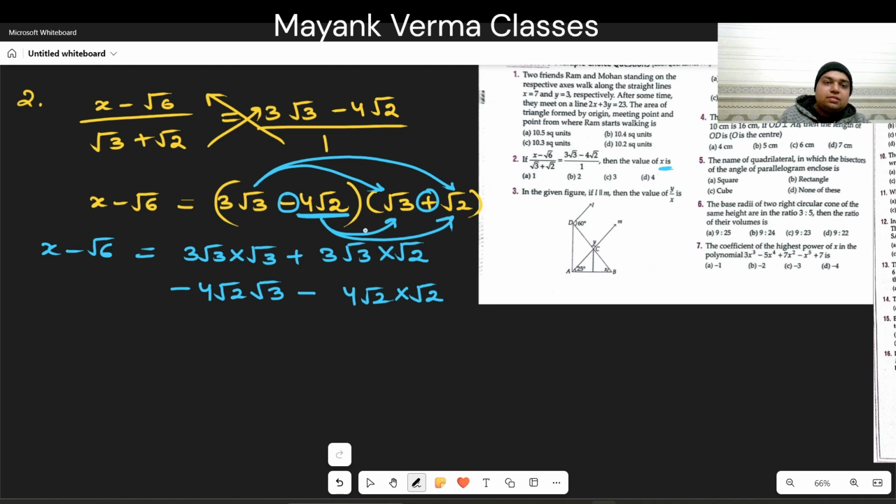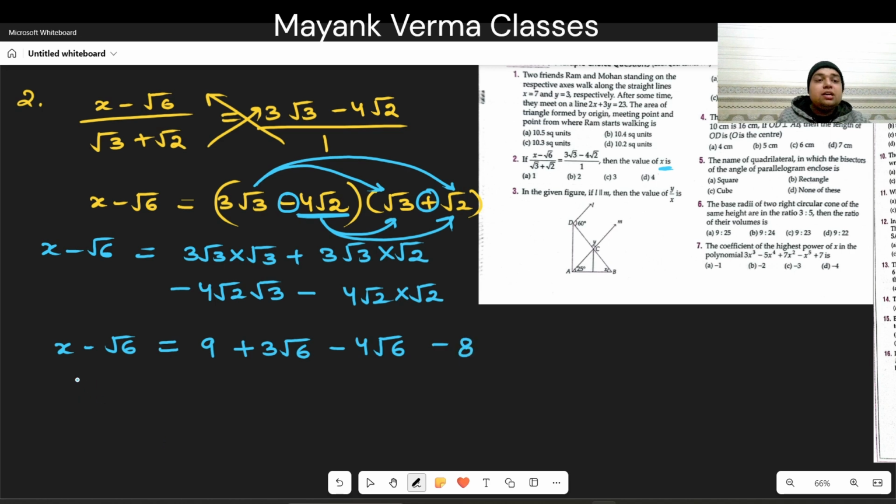So let's solve this. X minus root 6 will be equal to, see, root 3 times root 3 will become 3, and 3 times 3 will be 9, plus root 3 times root 2 will be root 6. So 3 root 6, minus again 4 times root 2 times root 3 will be root 6. So 4 root 6, right? And minus 4 times 2 will be 8.